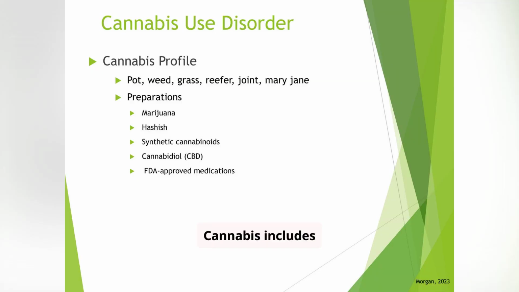Cannabis includes marijuana and hashish. Synthetic cannabinoids and CBD are also available. Understanding the different preparations is important.